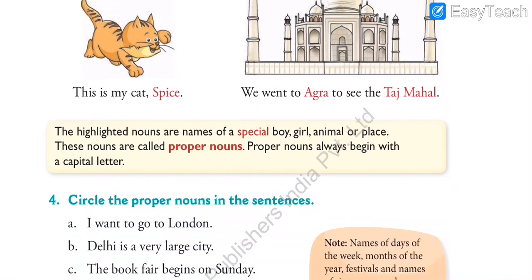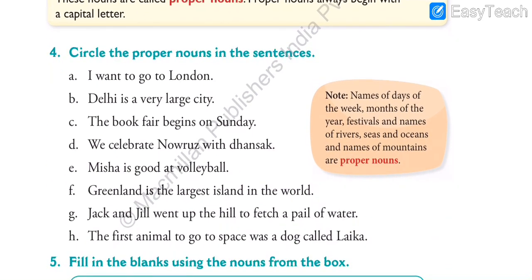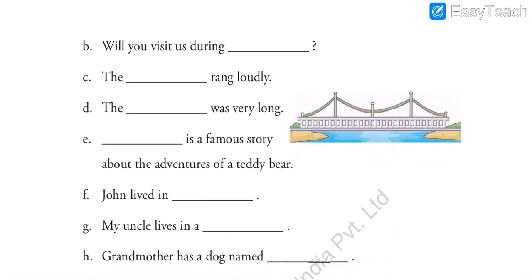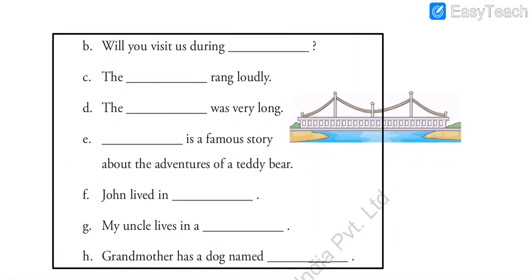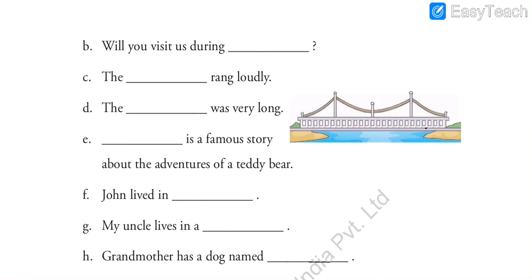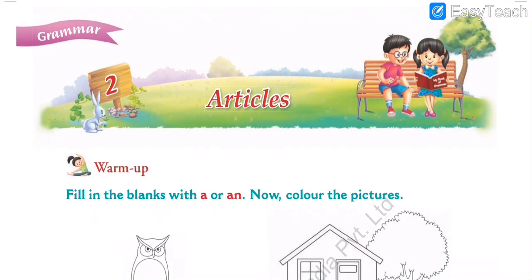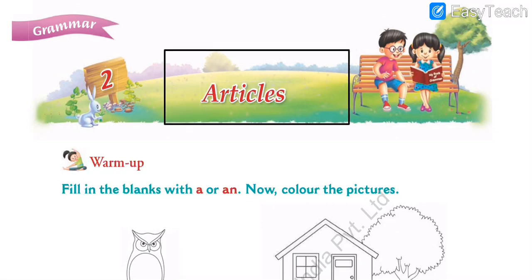Now we also solved exercise 4 and exercise 5 in the previous grammar lecture. I hope that you all have gone through the remaining sentences after the explanation of proper and common nouns, as I have already sent you the PDF file of the grammar textbook in your WhatsApp groups. And here comes our new topic, articles. So let's get started. Chapter number 2 in grammar, articles.